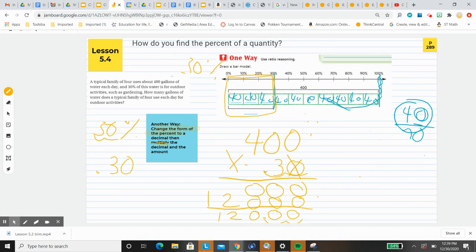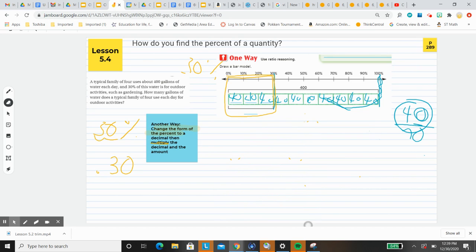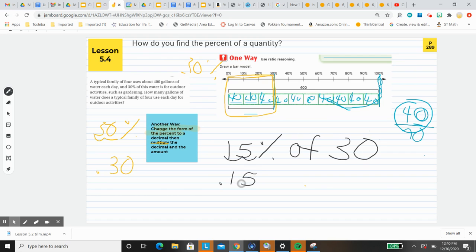Okay, so let's just go back here real quick. Let me erase this. I'm going to do a completely different problem. And I'm going to set it up like you're going to see it in your book today. So what if I'm going to find 15% of, let's say, 30. Okay, so let's use this blue way right here. I could draw a picture if I want to, but let's go ahead and just use the way that's in the blue box here, the other way. Okay, I'm going to change this into a decimal, which makes this 0.15. Then I'm going to take, of means times, 30.